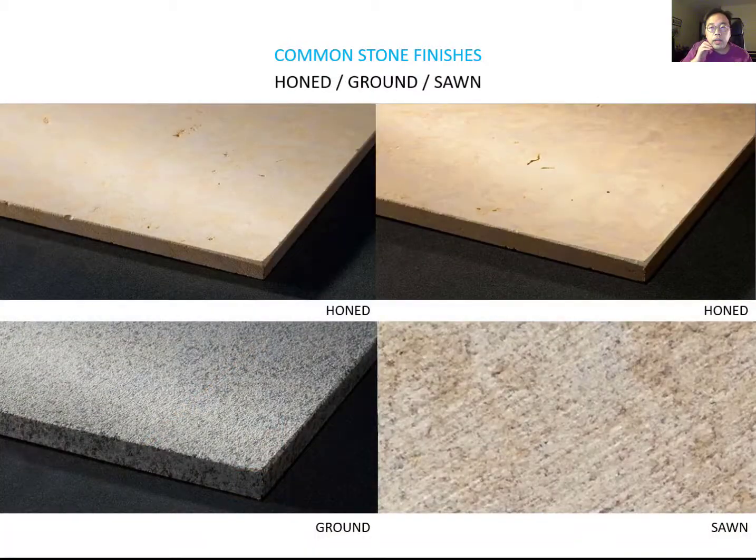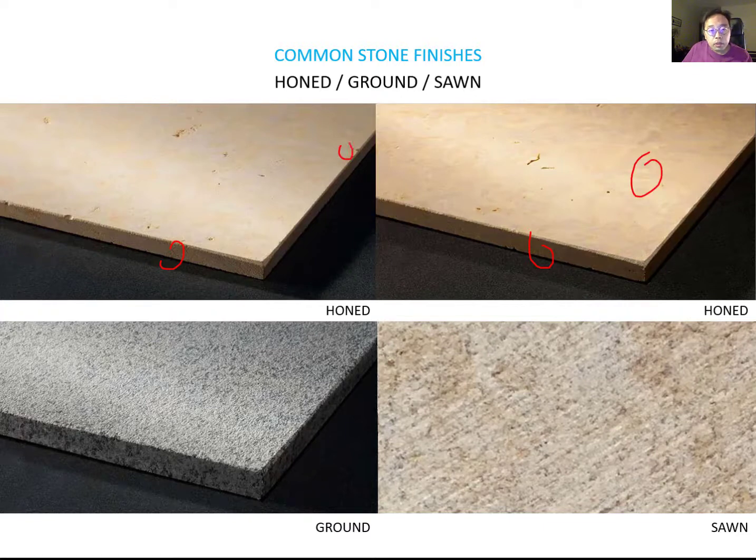Okay, so next type is the honed, ground, and sawn type. First we talk about the honed. The top two images here, this one and this one, are honed. The stone has to be ground to a smooth, flat, and consistent surface. A honed finish usually has a matte finish.